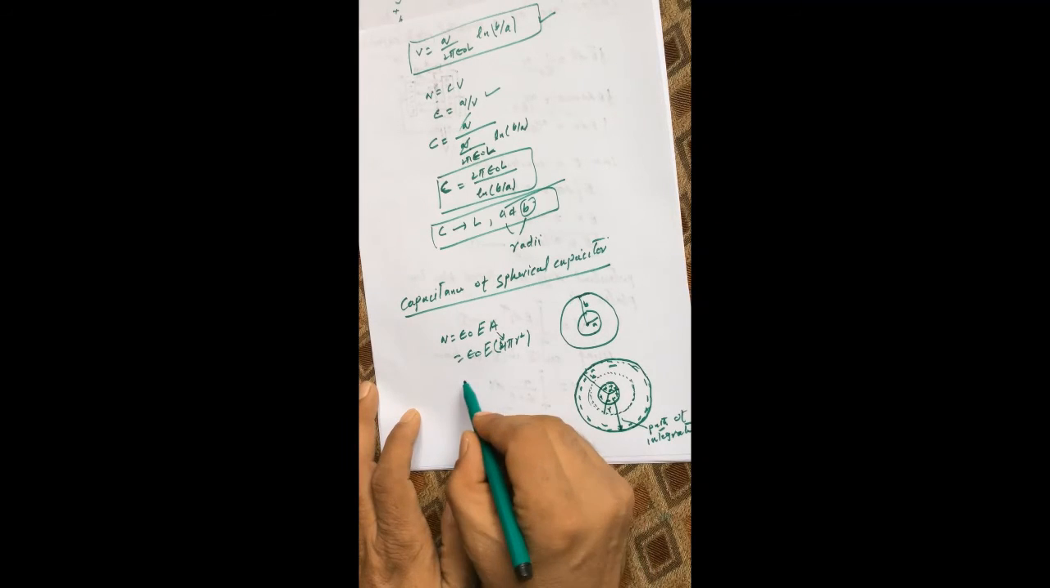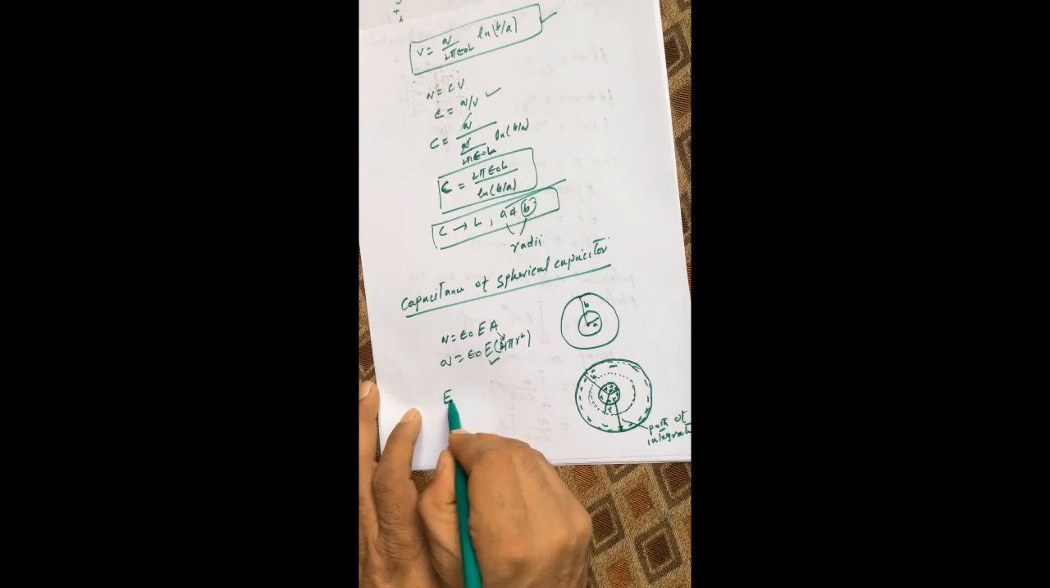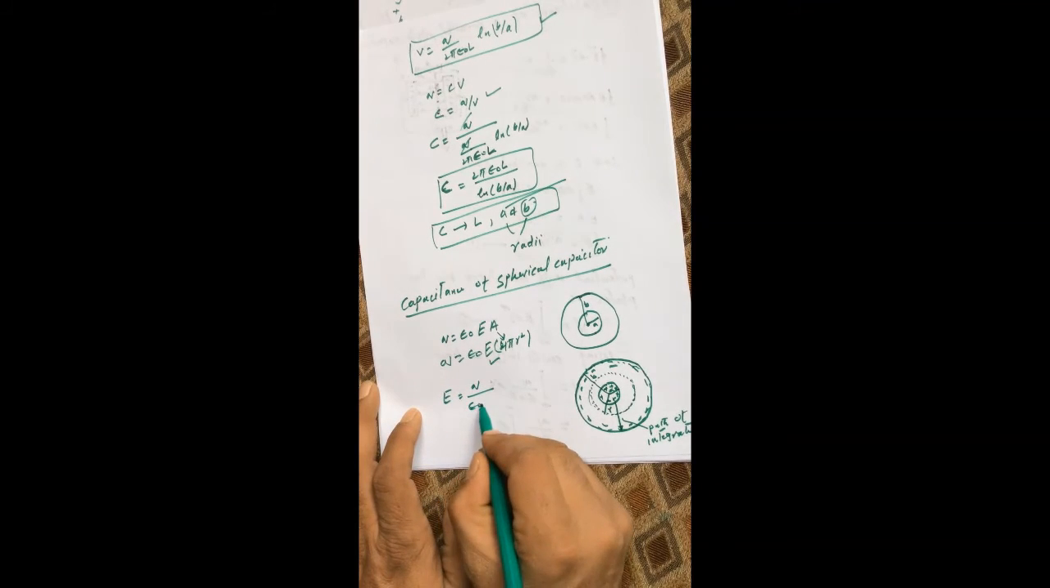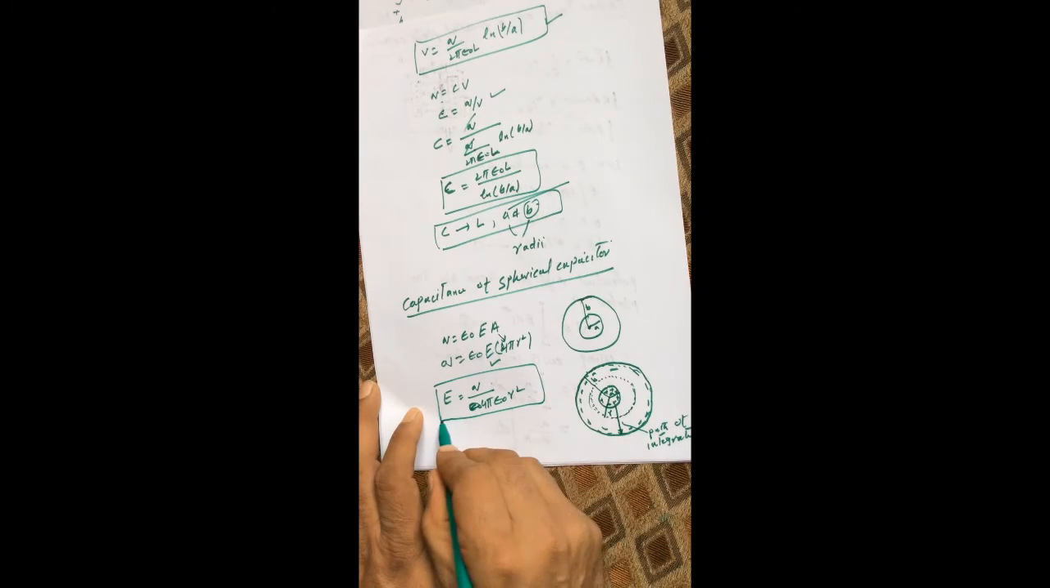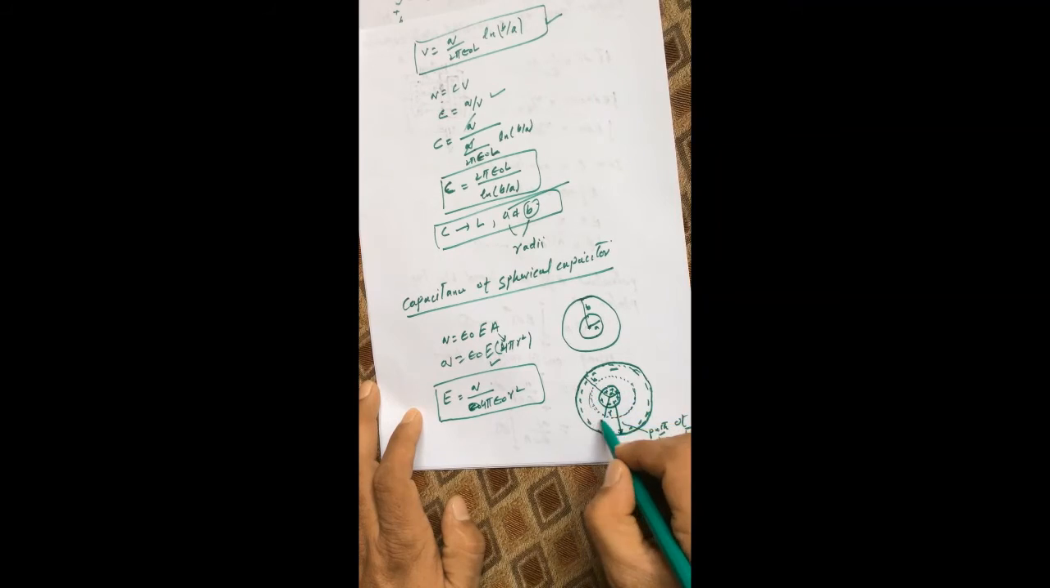Now we can calculate the value of E from this equation, which is E is equal to Q over 4 pi epsilon naught r square. This is the electric field on the surface of this spherical Gaussian surface, which is in between this positive and negative sphere.